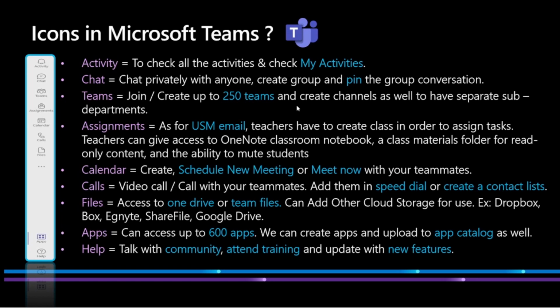Let me explain about the icons that we can find in Microsoft Teams. For the activity, we can check all the activities and check personally my activities. We can chat privately with anyone, create a group and pin the group conversation. We can join or create up to 250 teams and create channels as well to have separate sub-departments.